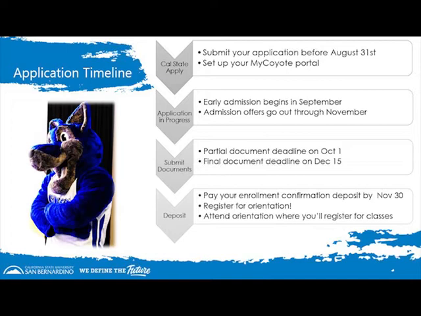Once we receive and download your application into our system, you can expect an offer of admission as early as September up until the end of November, which will be sent to your MyCoyote email. Make sure you set up that portal as soon as you can. Once you receive your offer of admission, your next step is to pay the enrollment confirmation deposit by November 30th.